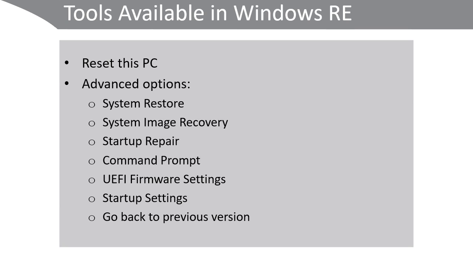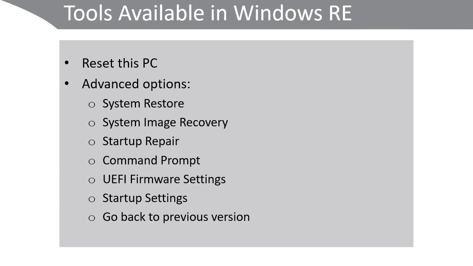Windows Recovery Environment, or Windows RE, provides a number of different tools. Reset this PC enables you to roll back the computer to its out-of-box state. You can select Advanced Options and then choose from System Restore, System Image Recovery, Startup Repair, Command Prompt. The Command Prompt tool allows you to run a number of different commands, just as if you were in an elevated command prompt within the user interface, although there are certain restrictions.